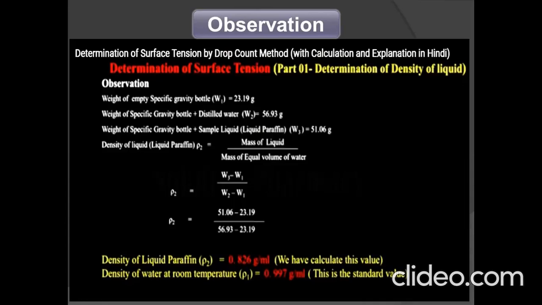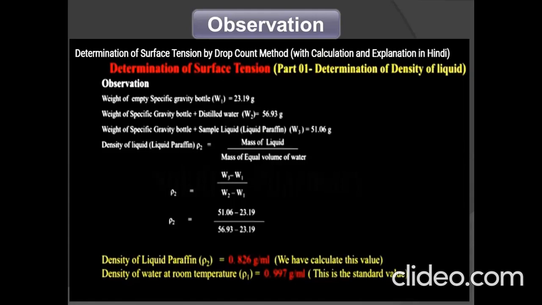Then the weight of the specific gravity bottle plus distilled water. We have to fill that empty specific gravity bottle with the distilled water, and the total weight of the specific gravity bottle plus distilled water is denoted by W2, and here the weight is 56.93 gram.